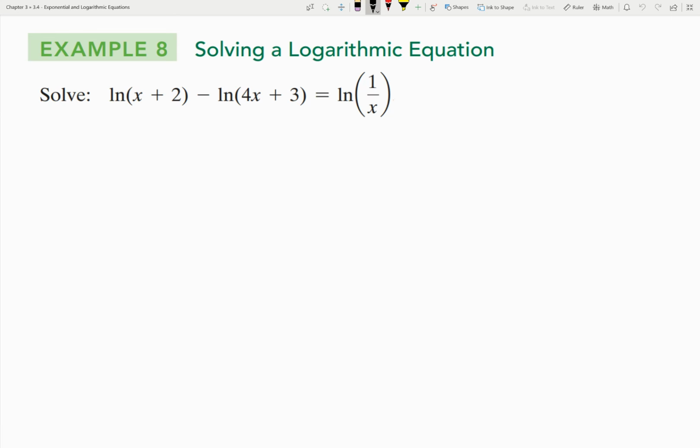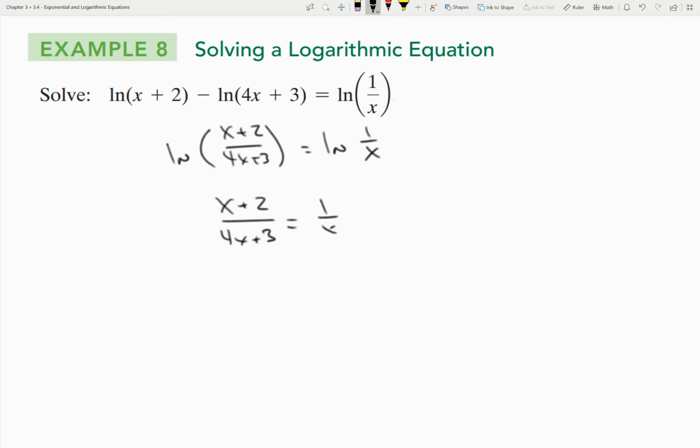Okay, so again, in this first expression, we don't have a logarithm equal to a logarithm. We have two logarithms equal to a logarithm. I have to put them together. And this is a subtraction, so I put them together with division. Now, because they're both natural logs, they both have the same base, there's one logarithm equal to another logarithm, that means the insides of the logarithms are equal to each other.